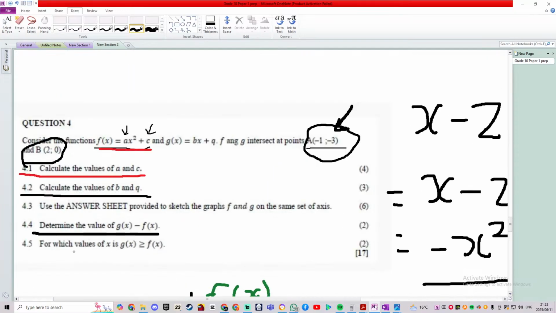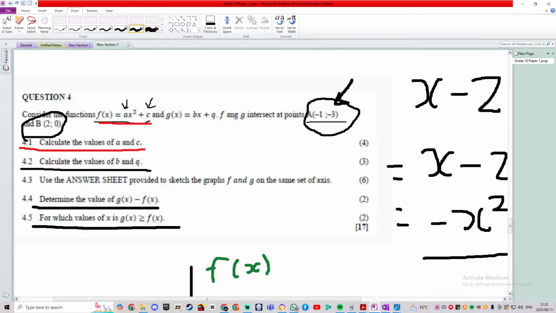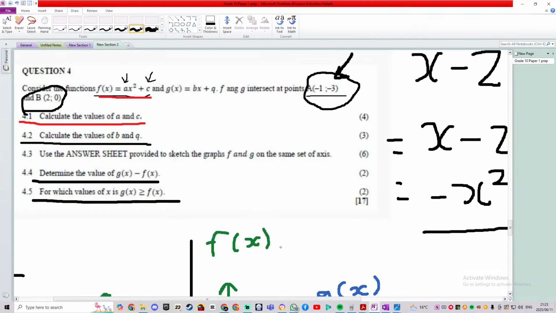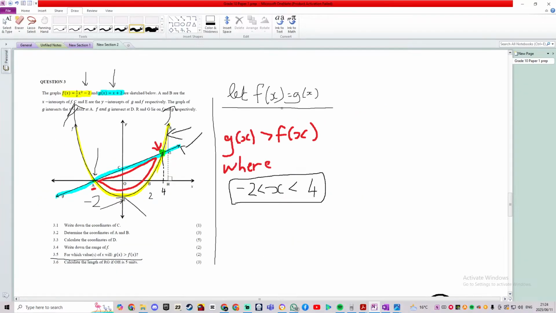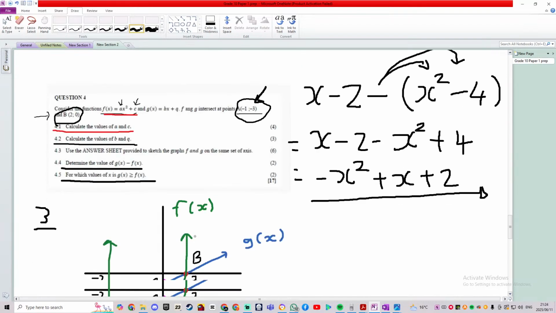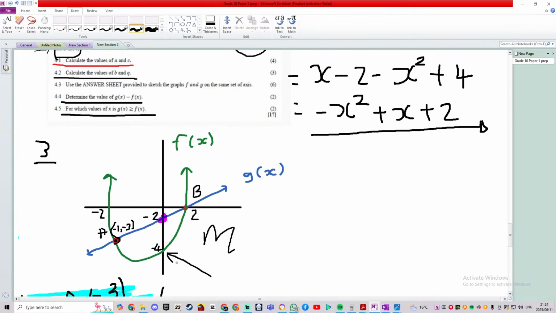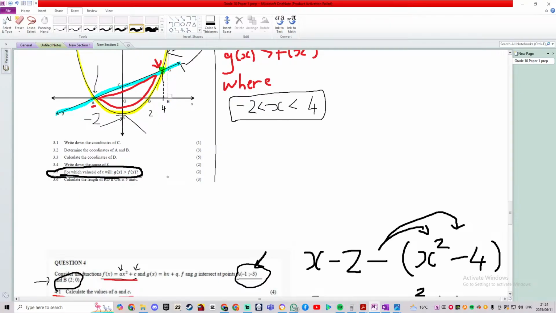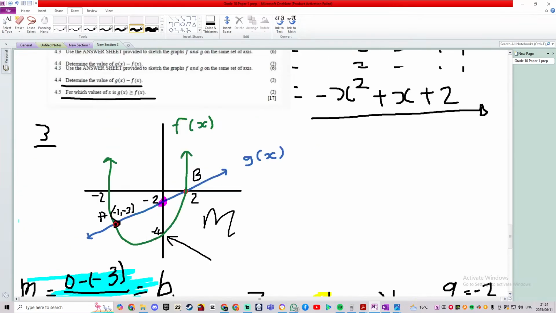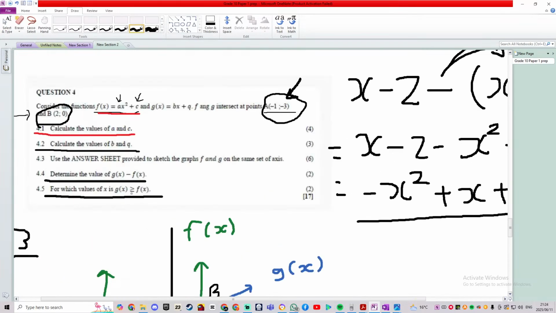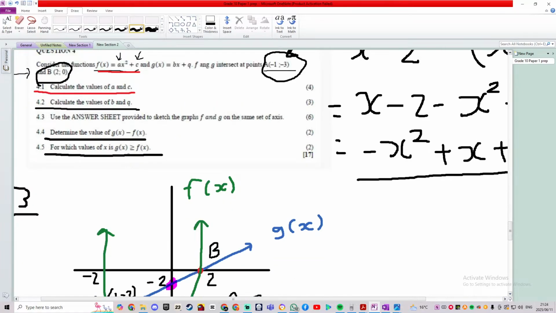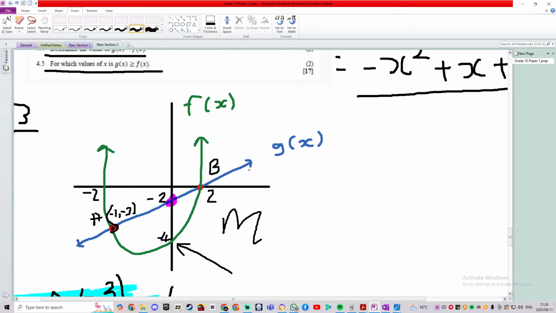I'm going to do 4.5 for the sake of everybody else as well. Determine for which values. We just did one similar to this. They want to know where is g of x bigger than f of x. I explained it now, but I don't want to keep asking you guys to give me the answer. For which values of x is g of x bigger or equal to? That's very different to just bigger than. That one just said bigger than. This one says bigger or equal to. It's just a slight difference. So where is g of x bigger or equal to f of x?